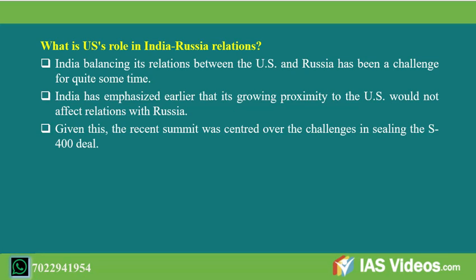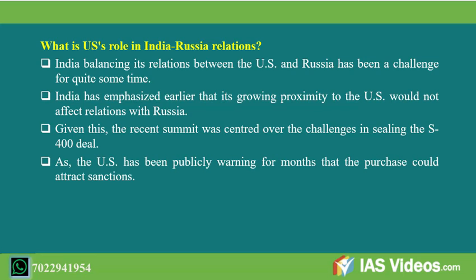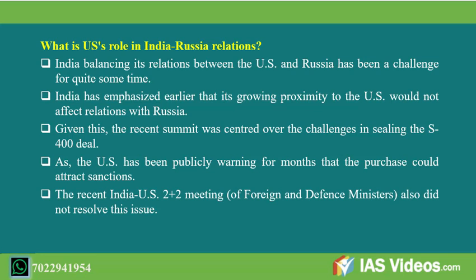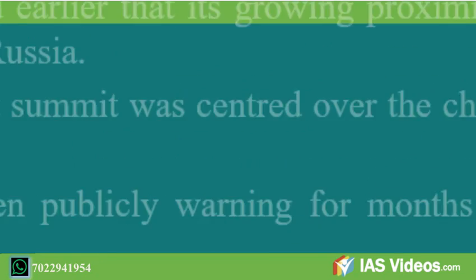Given this, the recent summit was centered over the challenges in sealing the S-400 deal, as the US has been publicly warning for months that the purchase could attract sanctions. The recent India-US 2+2 meeting also did not resolve this issue.